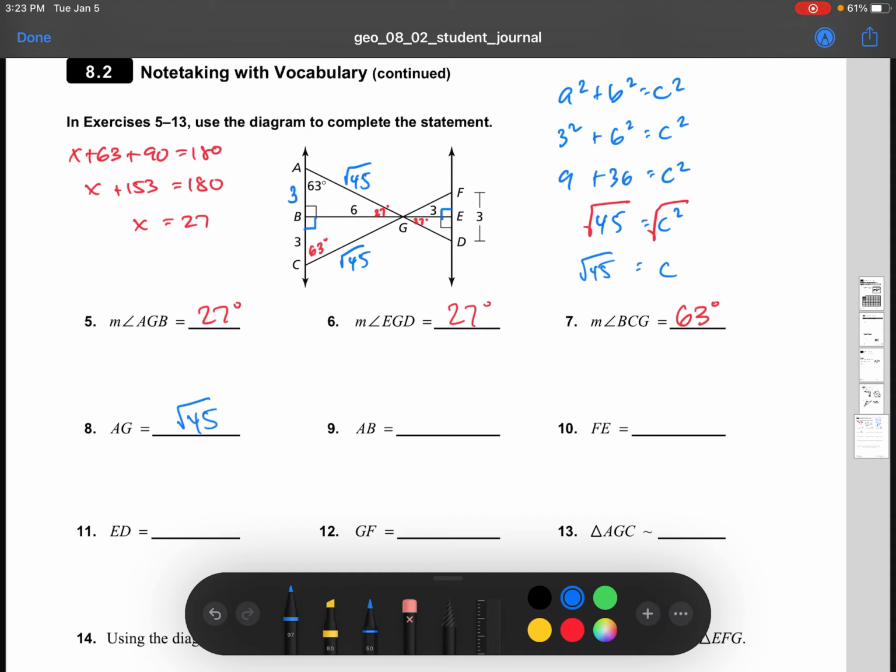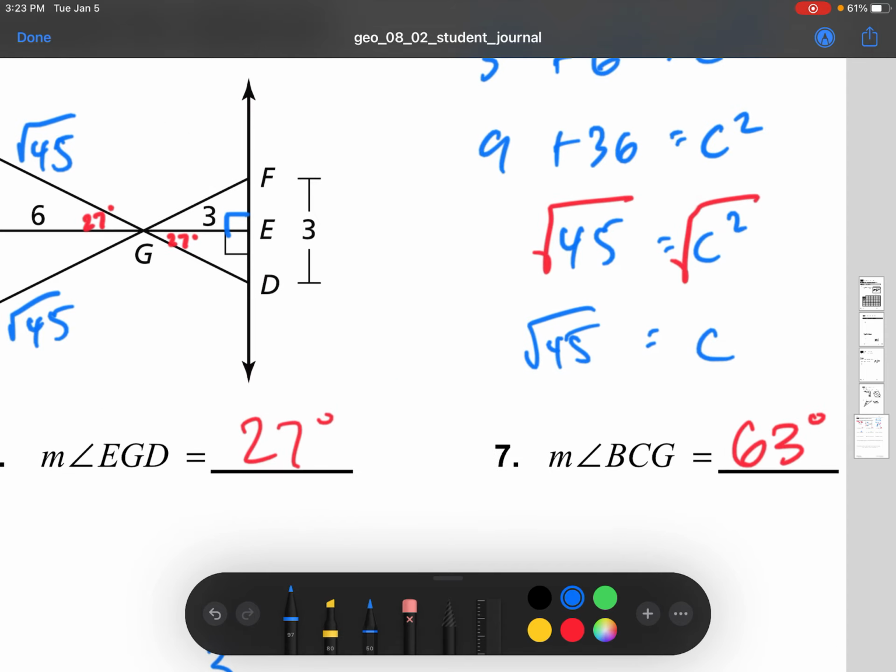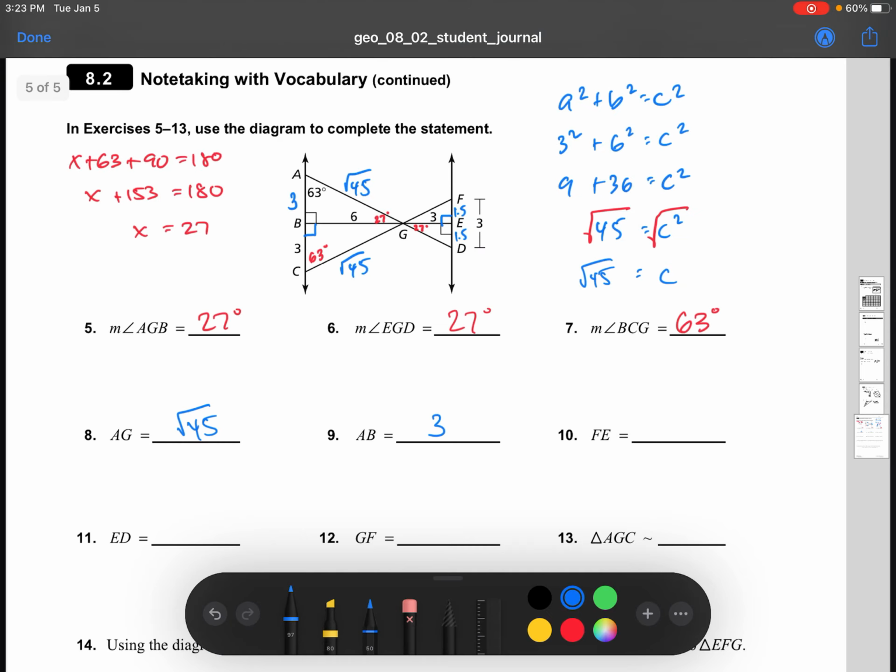AB, we said that was 3. FE is this distance right here, which we know is going to be congruent to that distance right there, and altogether it's 3. So if I just divide 3 into 2, I get 1.5 for each of those segments there. So 1.5, 1.5.